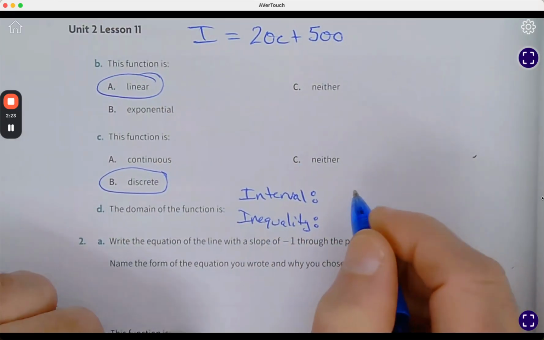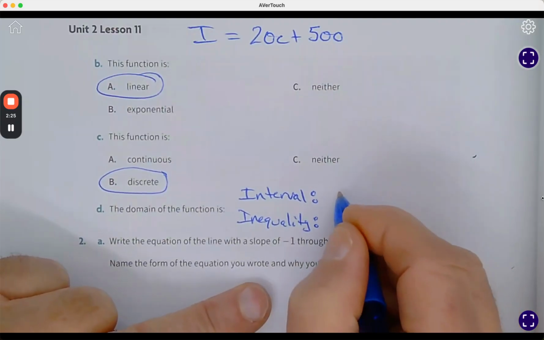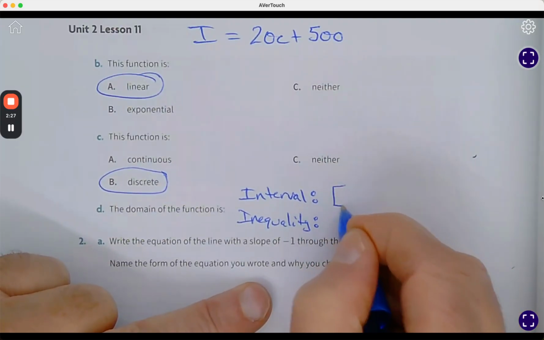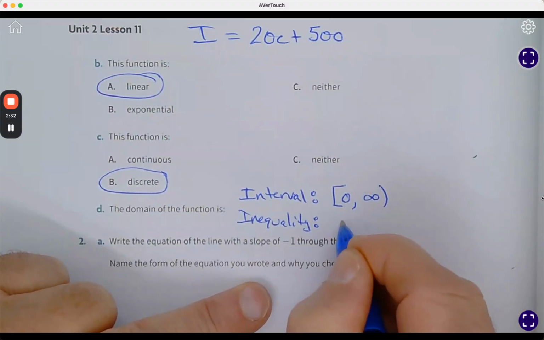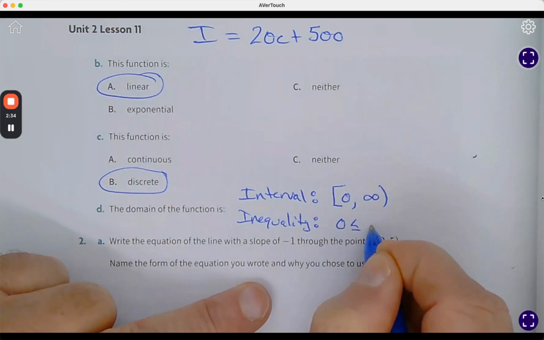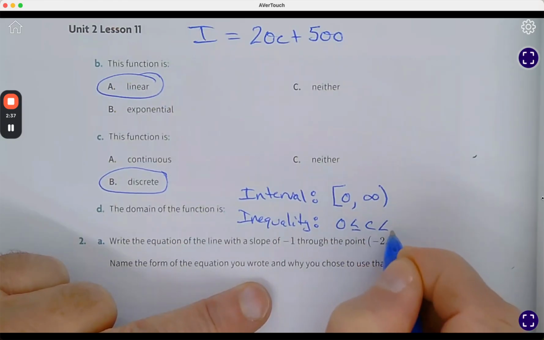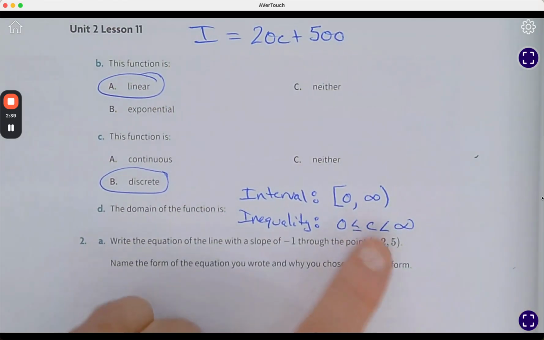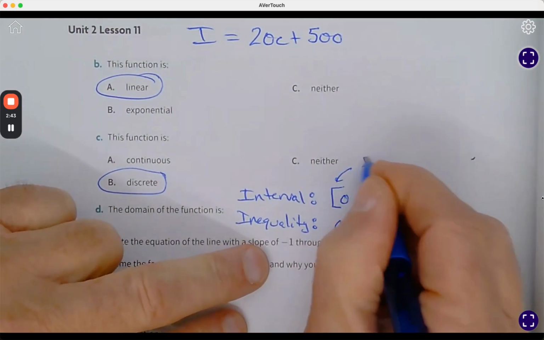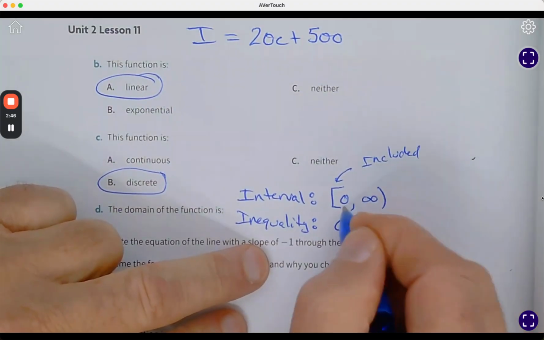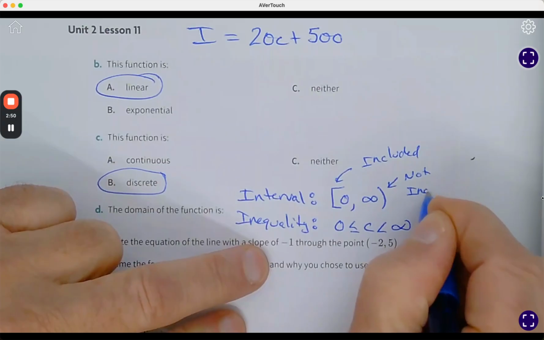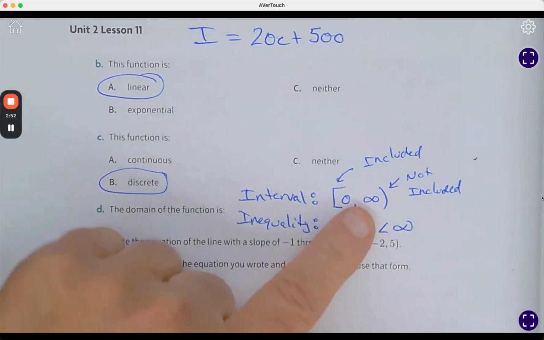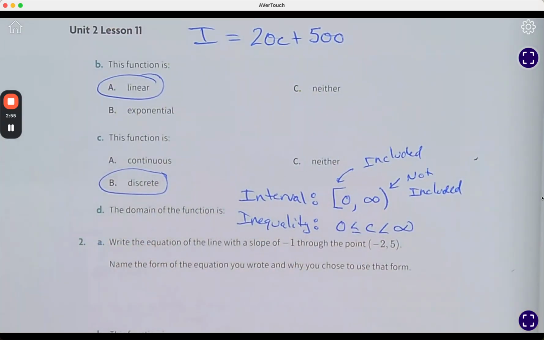Okay, so interval. What's the minimum number of customers? 0. Maximum? We don't have a maximum. Okay? So inequality. Boom. C is our variable. Remember, the bracket means inclusive or included. So 0 people is possible. The parenthesis means not included. Infinity is a concept. It's not a number, so I can't include a concept.